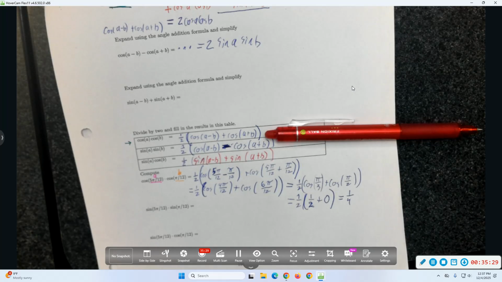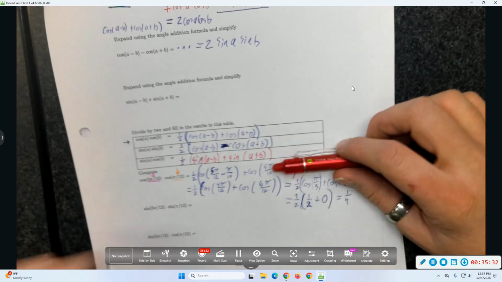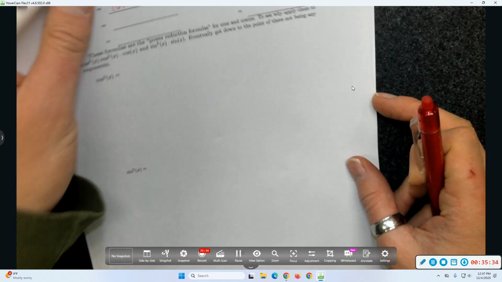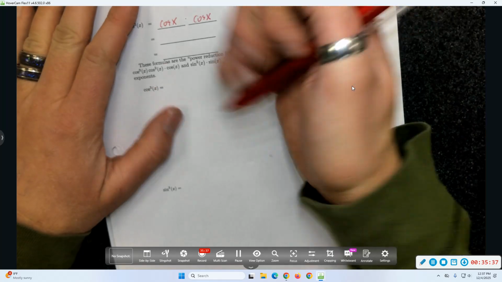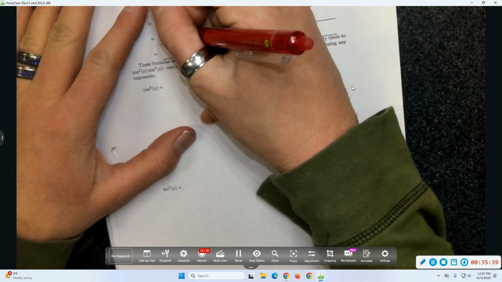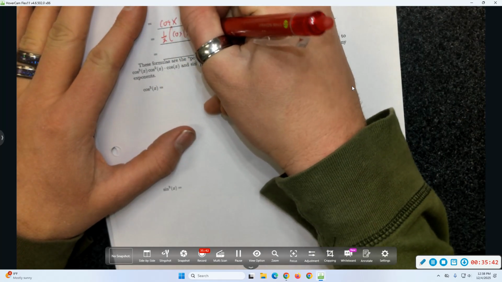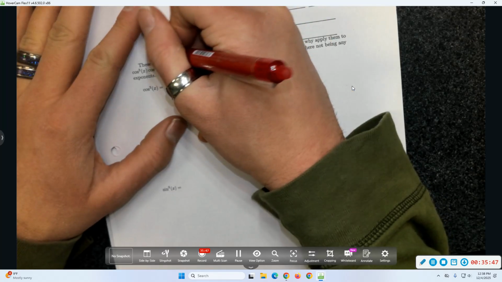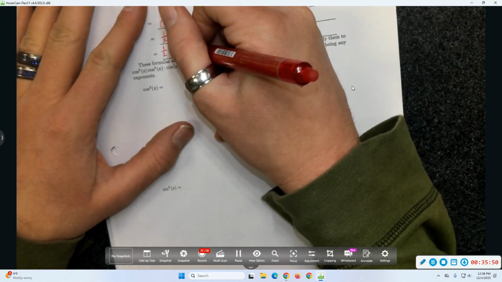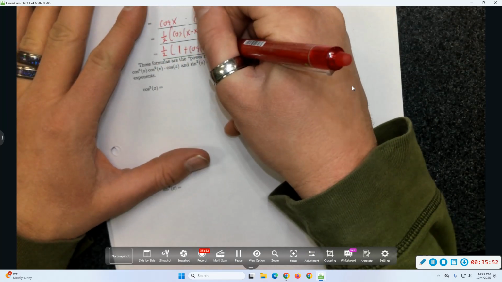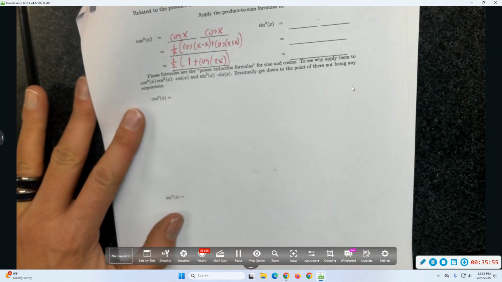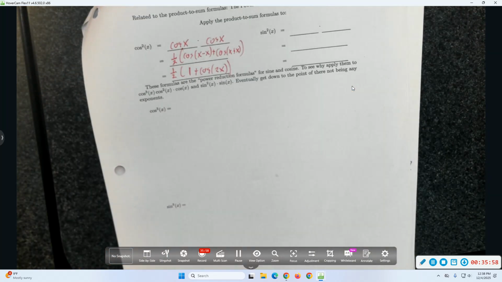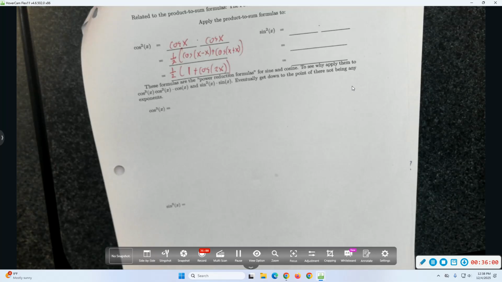So whenever you see, now I'm going to go back to the page in the notes. Cosine squared of x, that's the same as cosine x times cosine x, which is the same as 1/2 cosine of x minus x plus cosine of x plus x, which is the same as half of 1 plus cosine of 2x. So whenever you see a cosine squared, you don't need to see a cosine squared. Instead, you can say, I just want to see that thing with a 2 inside of the parentheses instead. And sometimes that's easier to work with.